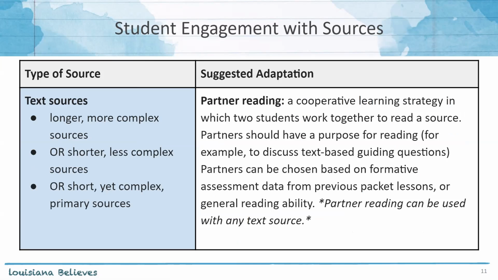All right, let's discuss some suggested adaptations for text sources. The first adaptation we will discuss is implementing partner reading. Partner reading is a cooperative learning strategy where two students read a text together. One student listens, the other student reads. They take turns switching roles.